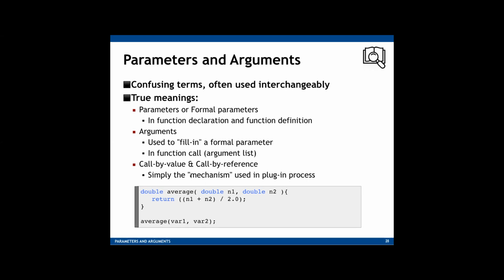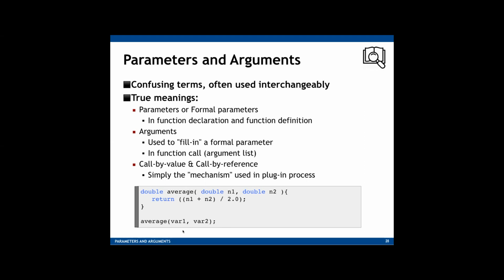And call by value and call by reference are completely different terms. We have already learned these two concepts. They are completely different. They are just mechanisms used in passing parameters from one function to another function. So don't be confused about these terms.